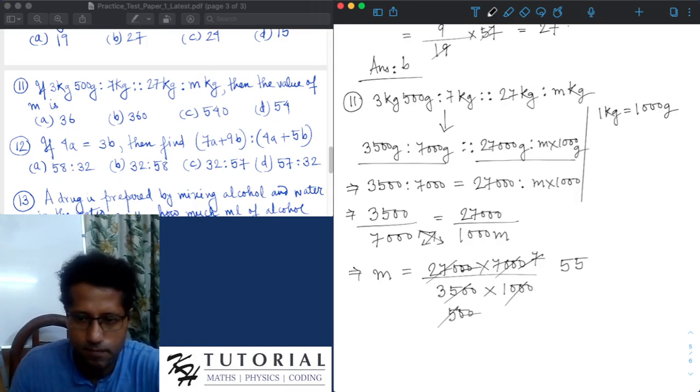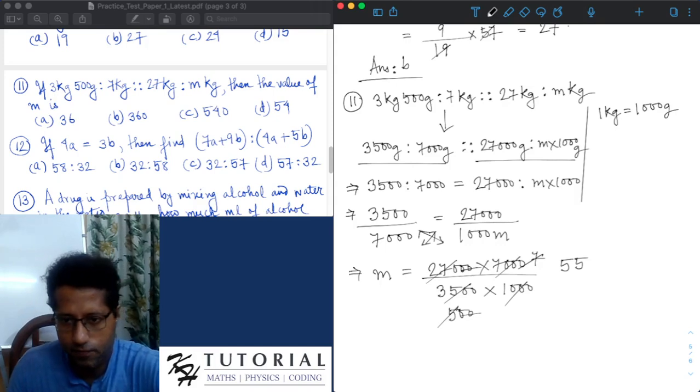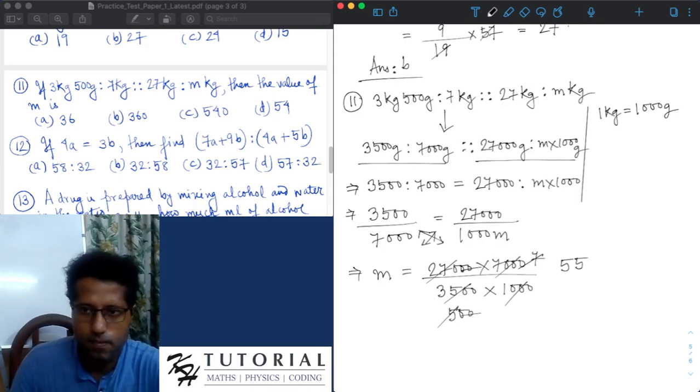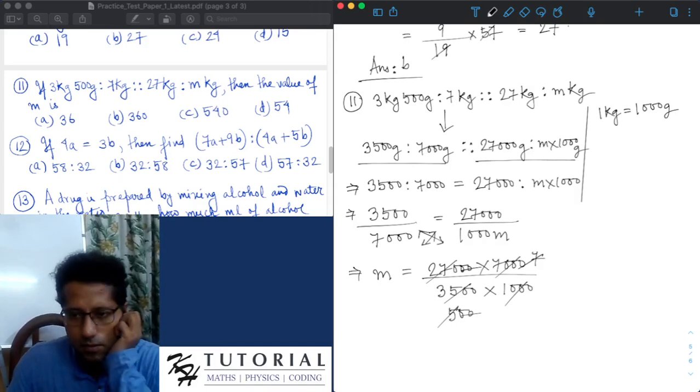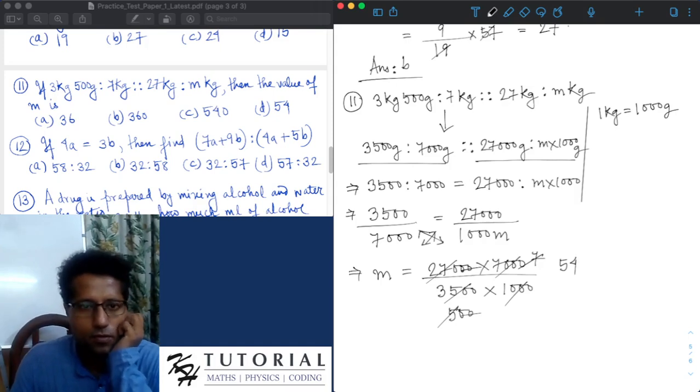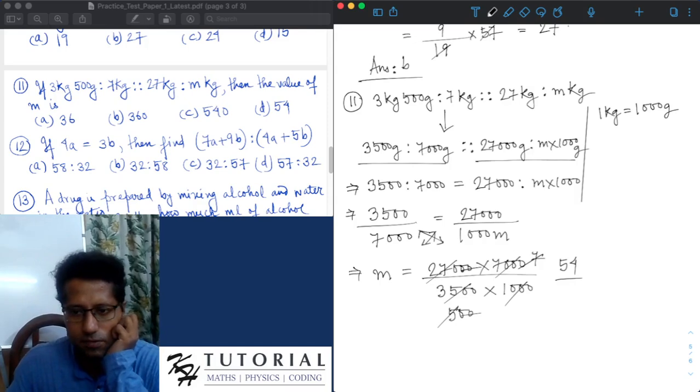55 I am getting. How come? 270 divided by 5 is 54. So m is 54. Okay. So the correct choice is D.